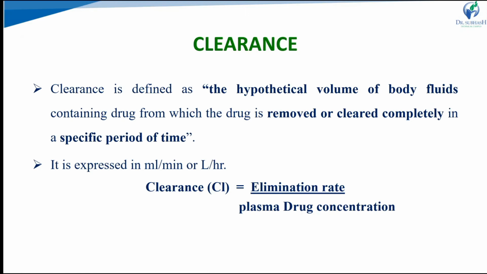Next point is the concept of clearance. We already saw the renal excretion part; now the term clearance. Clearance is defined as the hypothetical volume of body fluid, organ or tissue containing the drug, from which the drug is removed or completely cleared in a specified period of time. It is expressed in ml per minute or liter per hour. The equation: clearance is equal to the rate of elimination divided by the plasma drug concentration.